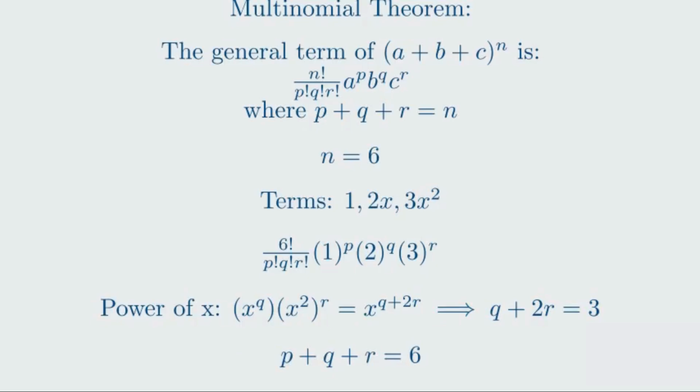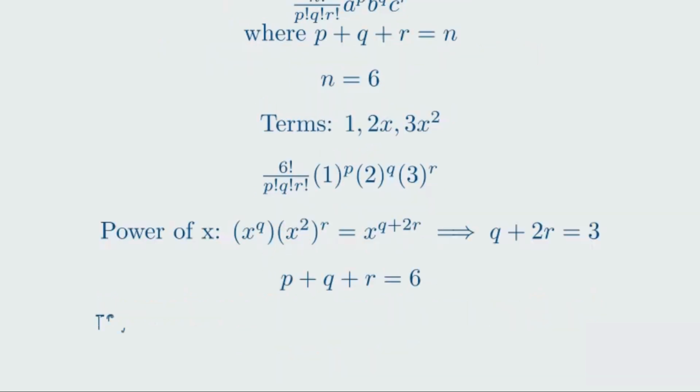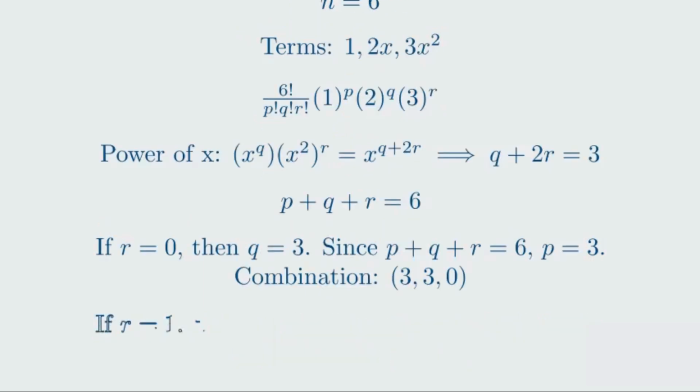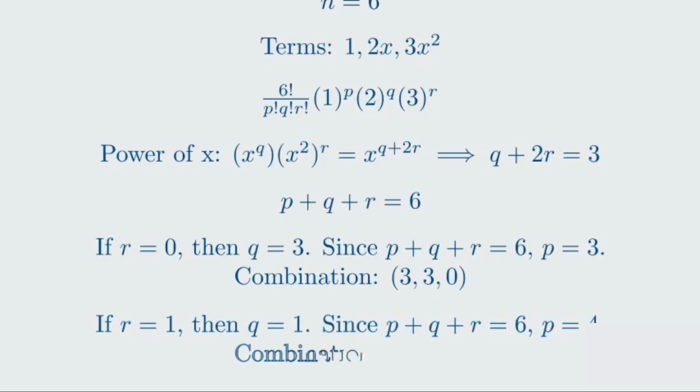If r equals 0, then q equals 3. Since p plus q plus r equals 6, p equals 3. This gives the combination 3, 3, 0. If r equals 1, then q equals 1. Since p plus q plus r equals 6, p equals 4. This gives the combination 4, 1, 1. If r equals 2, then q equals negative 1, which is not allowed as exponents must be non-negative. So these are the only two combinations.